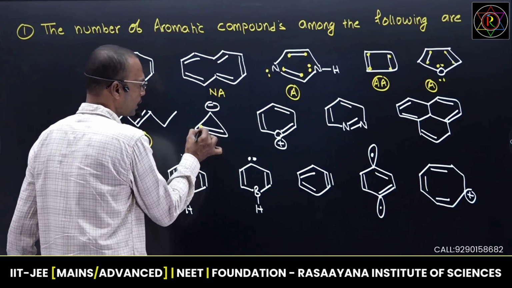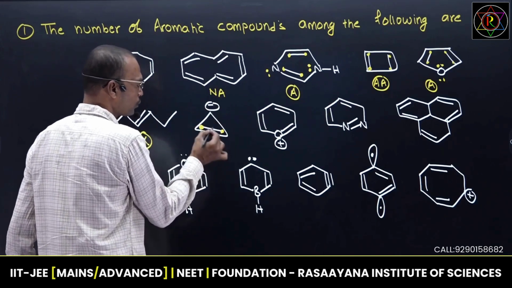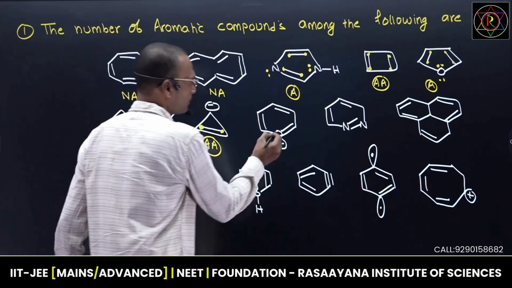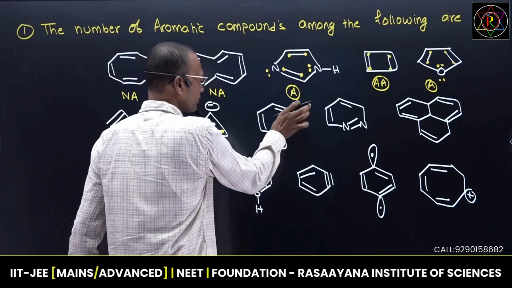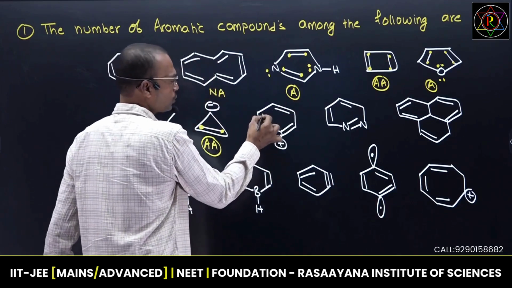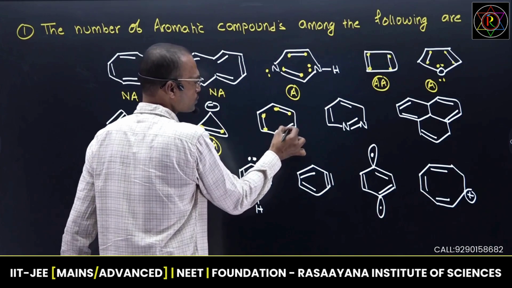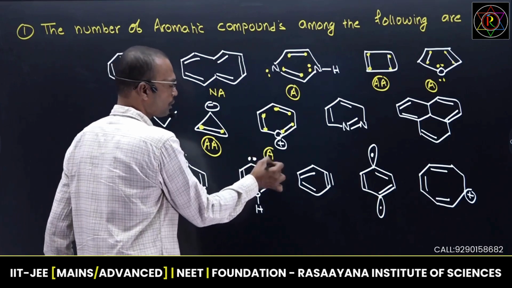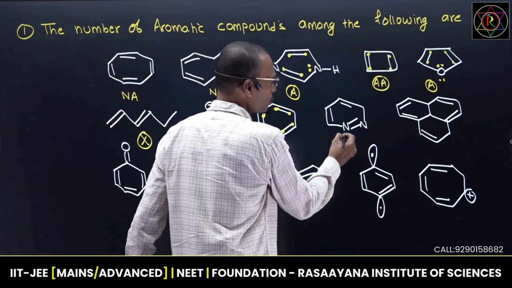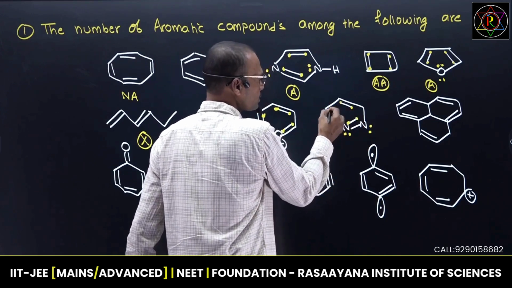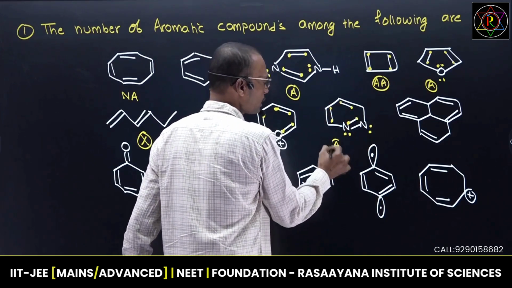And this molecule carries 1, 2, 3, 4, total 4 electrons. It belongs to anti-aromatic. Now here, one lone pair is present. That lone pair, here positive charge I have written. Now 1, 2, 3, 4, 5, 6, total 6 electrons are delocalizing. Now it becomes aromatic. And here also see, 2 lone pairs are available, but they are not involved in delocalization. Total 6 pi electrons are delocalizing, it is aromatic.